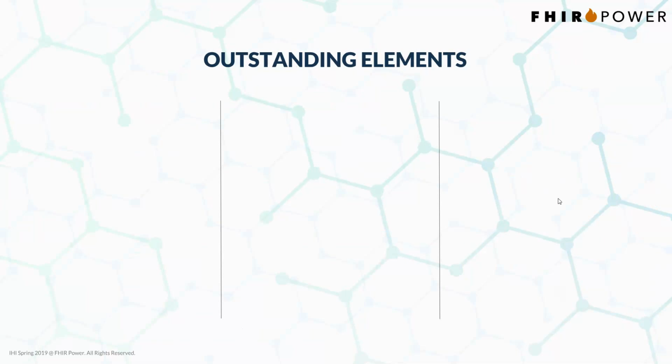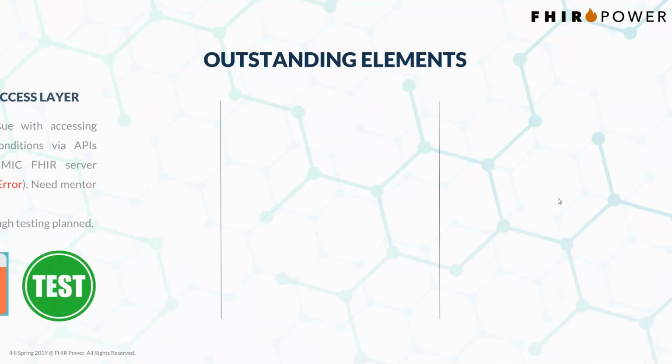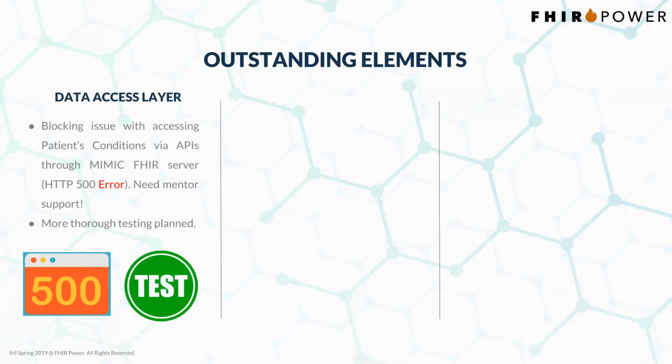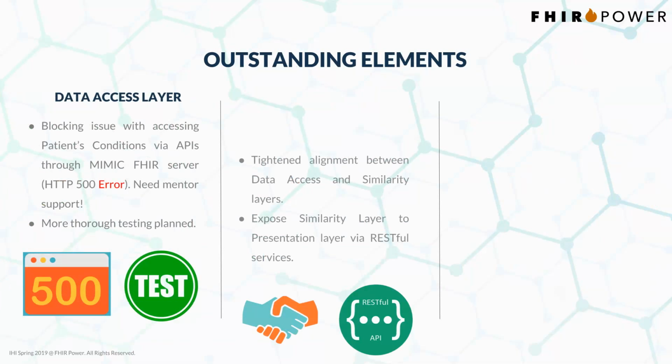As for the outstanding elements, we have 3 items. When it comes to data access layer, we have one blocking issue while processing the FHIR data sets, particularly the conditions of the patients. We're getting this error and we need our mentor support. Of course, we need more thorough testing for this layer.